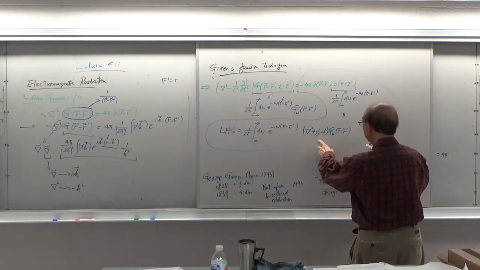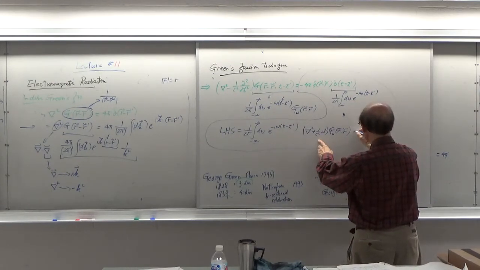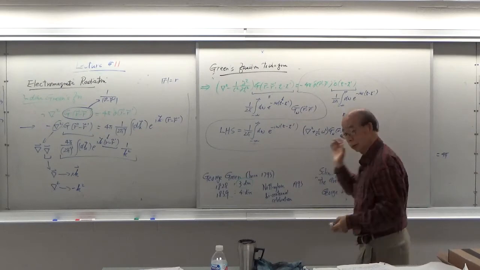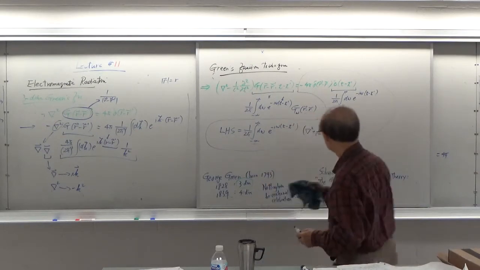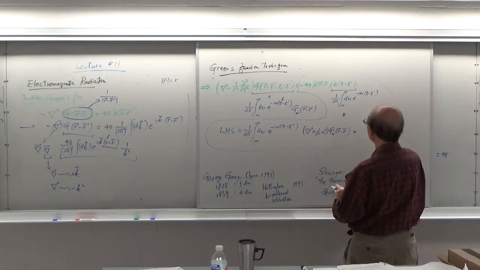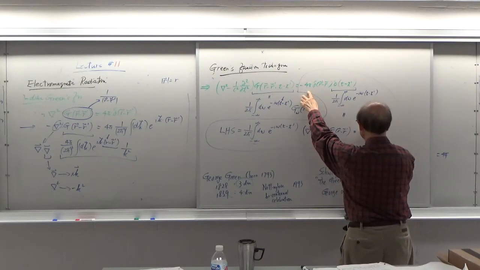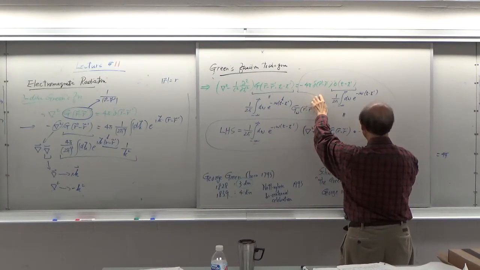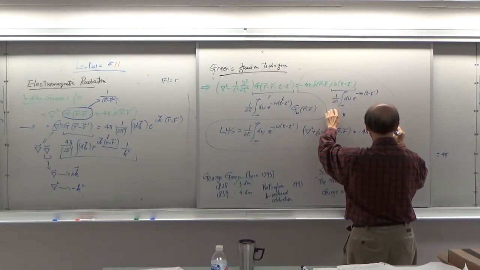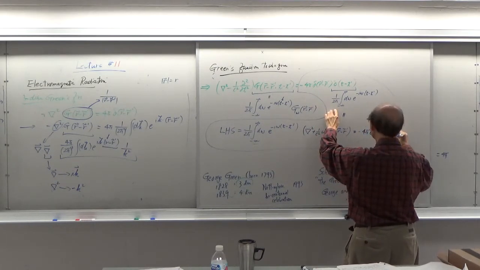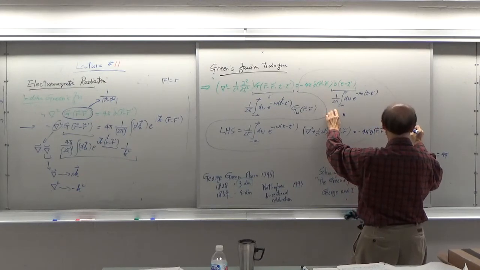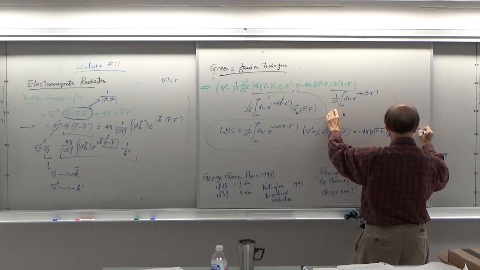So let me copy this down. Okay, so it's equal to minus 4 pi, 3-dimensional delta function, times this 1 over 2 pi integration of omega e to the minus i omega (t minus t prime) from minus infinity to infinity.